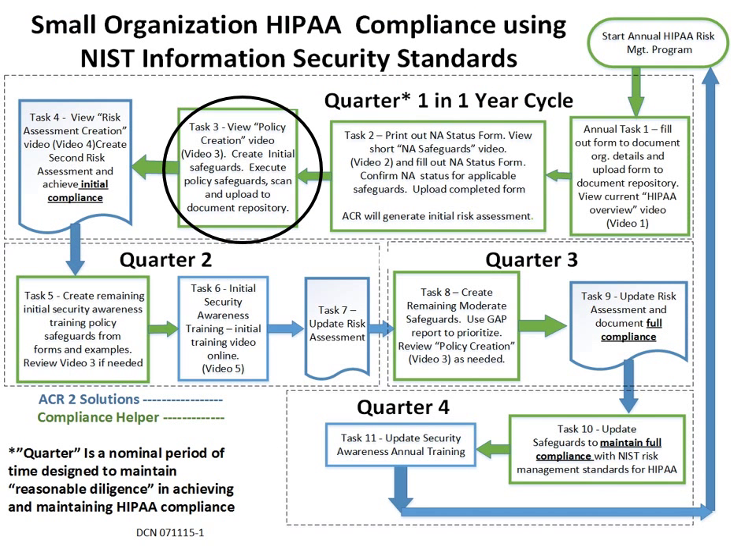After creation of the initial risk assessment, it is necessary to implement and document the remaining safeguards. Over time, this will reduce the HIPAA risk, as defined by the federal government, to an acceptable level. The procedure for creating policy safeguards is described in video 3. After implementing and documenting the initial set of safeguards, view video 4 on risk assessment. This will provide instruction on updating the risk assessment as additional safeguards are created.